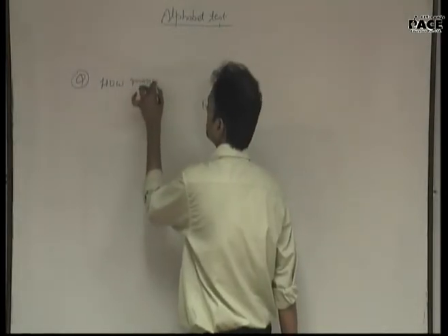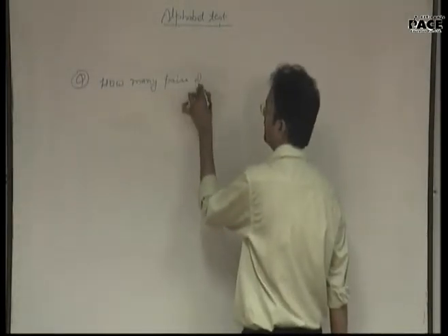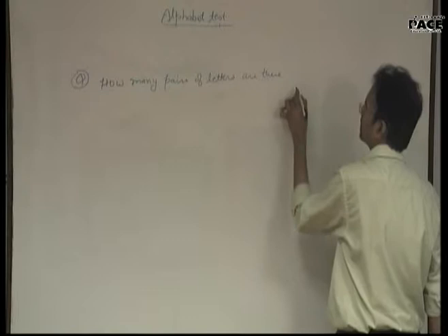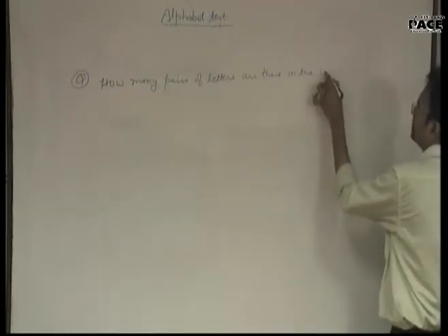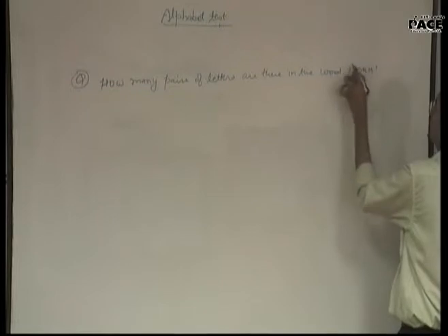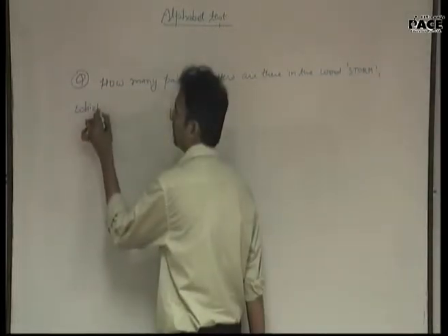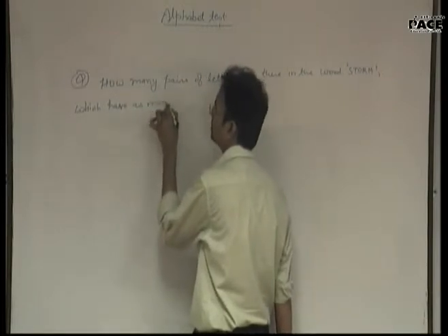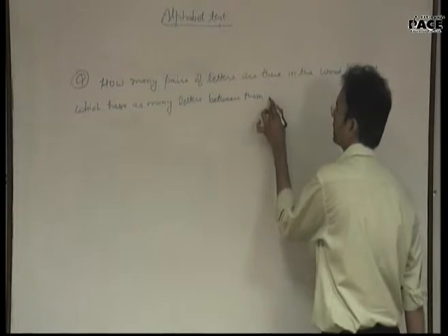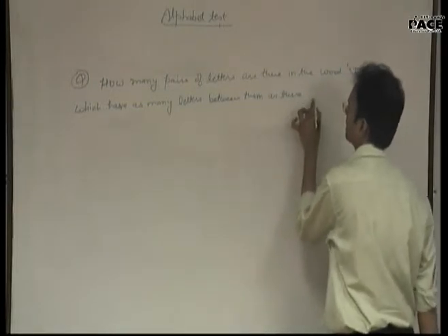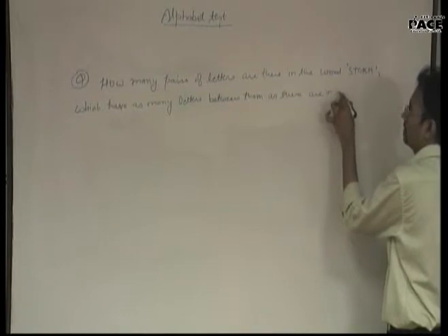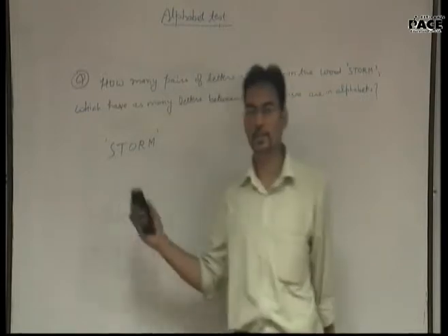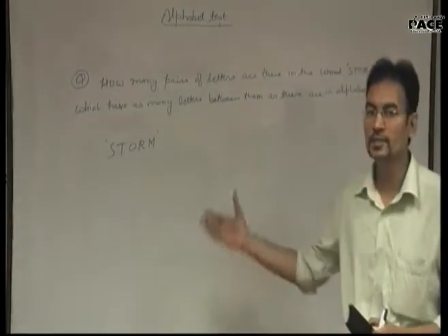How many pairs of letters are there in the word store which have as many letters between them as there are in alphabet? So what is the interpretation of this store? How to interpret these?